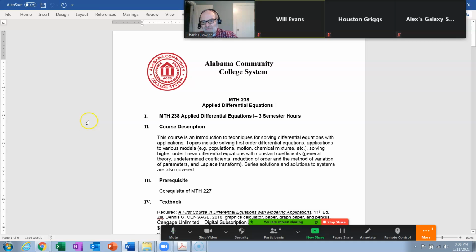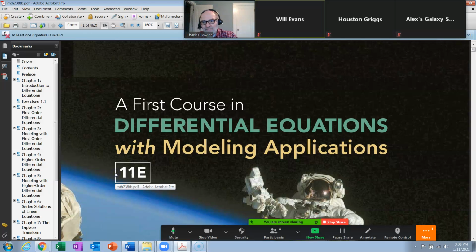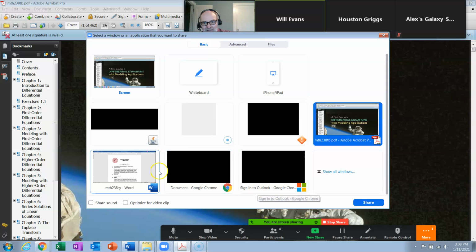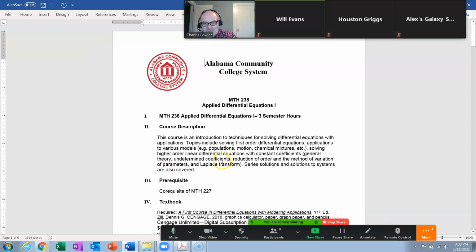Solving higher order differential equations. Let's go back to the book again, and you see, Chapter 2 was first order differential equations. Chapter 3 is modeling with first order differential equations. There's nothing in our course description that mentions modeling. I usually skip Chapter 3. So Chapter 4 is higher order differential equations, and that's where we pick up here. Higher order differential equations with constant coefficients. That's, I think, around 4.3. Then general theory, undetermined coefficients, reduction of order, methods of variation of parameters. I think that's about 4.6, and then Laplace transform.